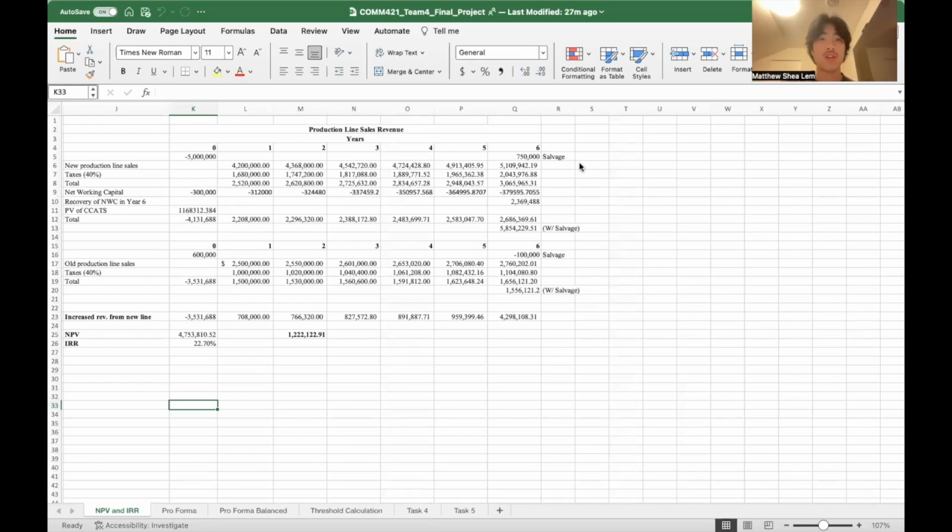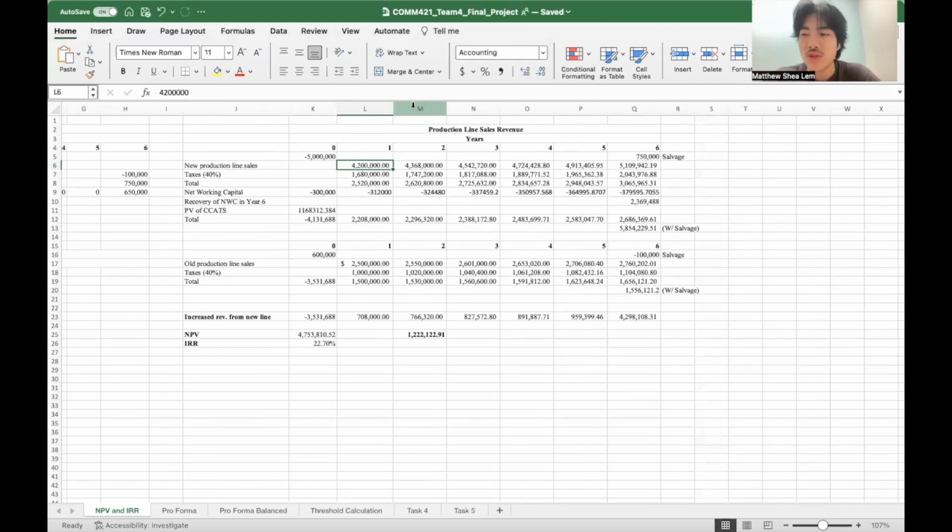Today, I will be starting our presentation by talking about Task 1. I am Matthew Shalem, and my group members are Paula Levy, Shiva Sundar, and Adam Lee. For question 1, we were tasked with calculating the feasibility of replacing one of the main old production lines with a new one of more advanced technology.